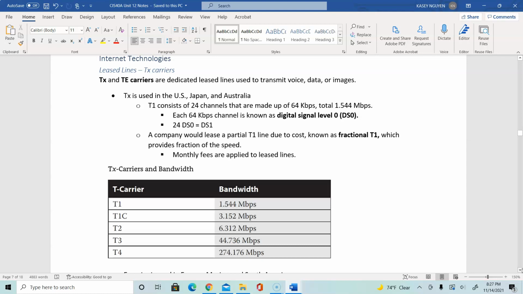And a company would be able to lease a partial of the tier 1, which is known as a fractional T1, where they would be able to operate at a fractional speed, so a lot less than 1.544 megabit per second, and they would pay monthly fees for the lease line.